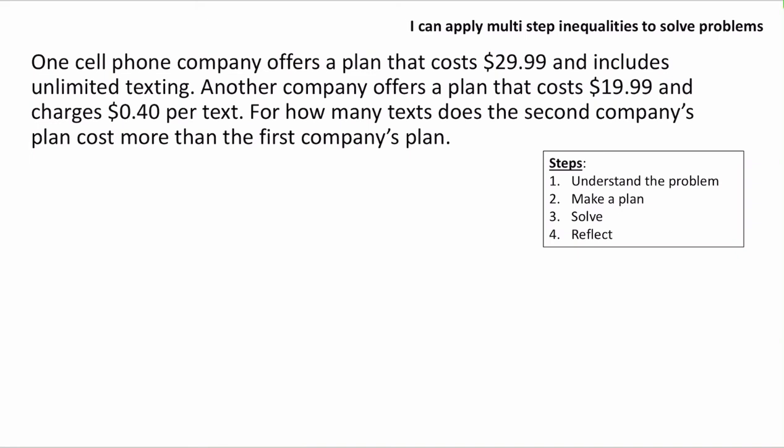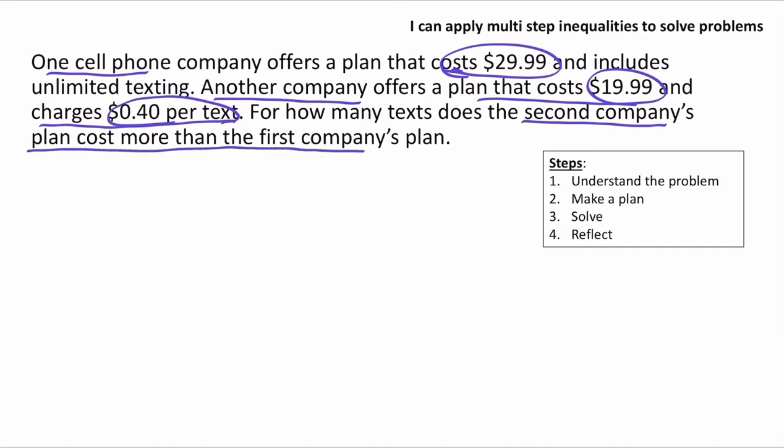In this problem, it tells us that one cell phone company offers a plan that costs $29.99 and includes unlimited texting. Another company offers a plan that costs $19.99 and charges 40 cents per text. For how many texts does the second company's plan cost more than the first company's plan? So let's think about what's important in this problem.